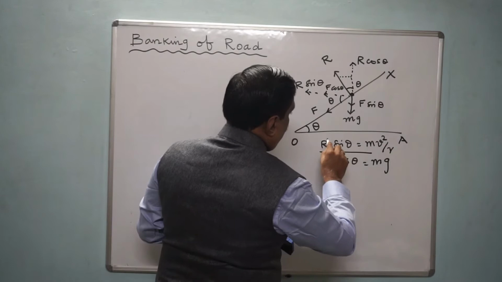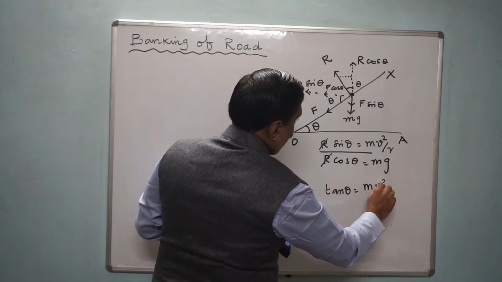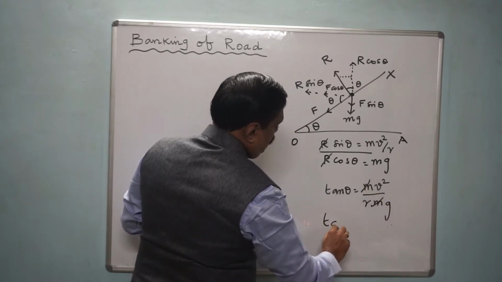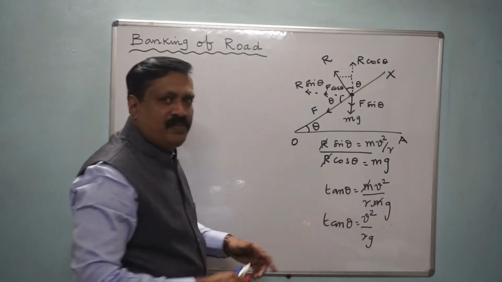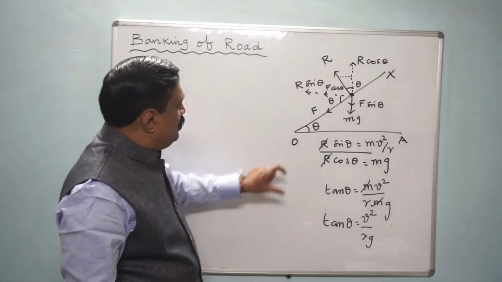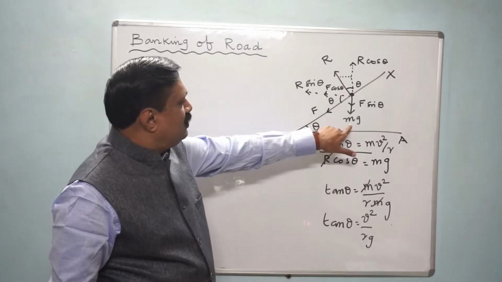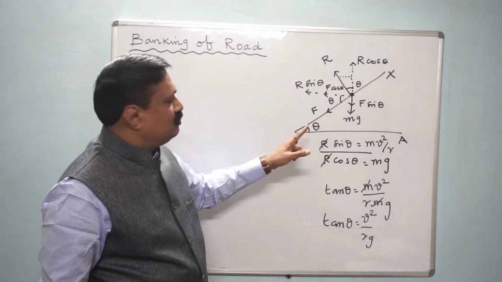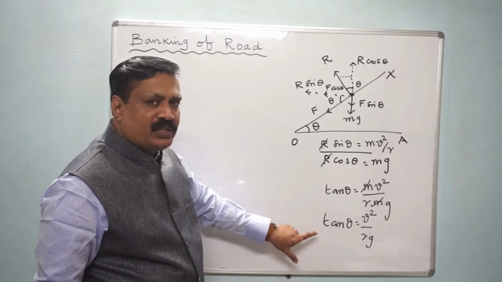Now if you divide this, R will get cancelled and this will become tan theta. Tan theta equal to mv squared by r into mg. Now mass will get cancelled. Now tan theta equal to v squared by rg. This is the angle of banking. Here I have not taken the F value, just to find the angle of banking only. Therefore I have taken the weight, the reaction and the centripetal force, because R sin theta provides centripetal force here. Therefore by this I have calculated the angle of banking.